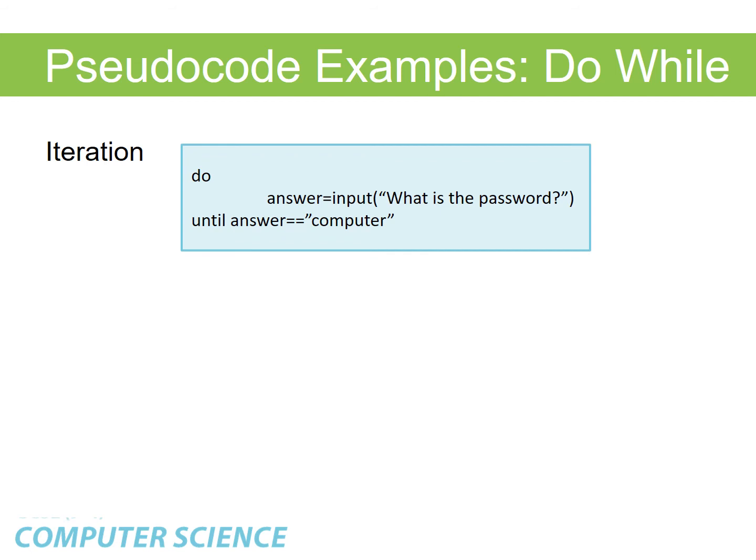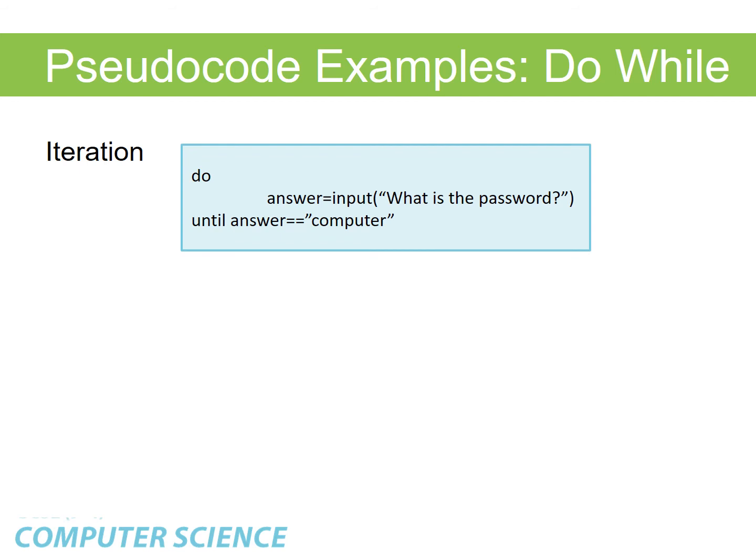It's always going to run the line of code under the do first before it reaches the until. So it only runs the criteria at the end of the loop, and it would jump back to the start only if that criteria is met. Now this can sometimes be more useful than a while.